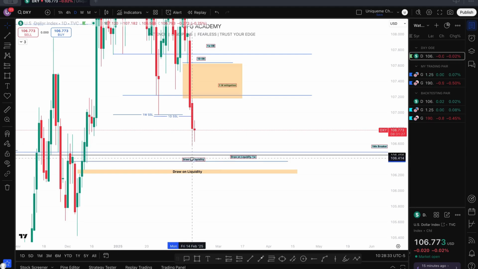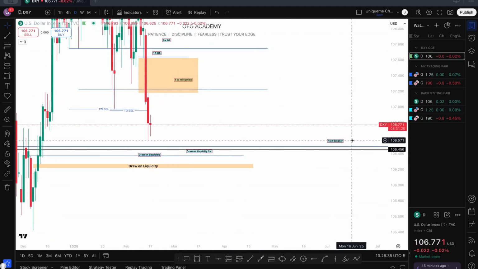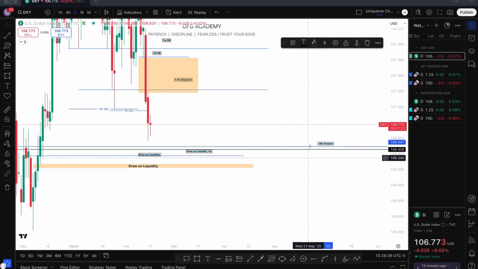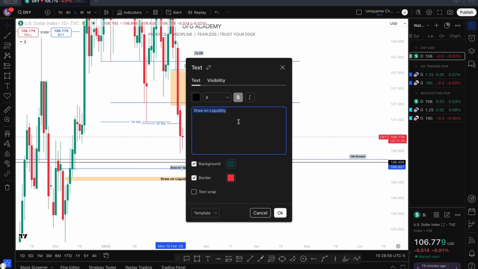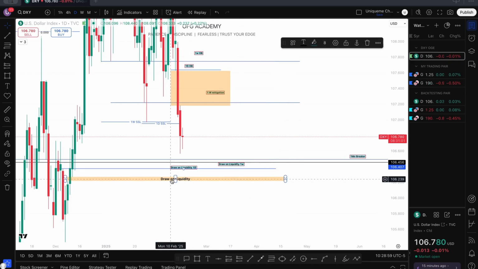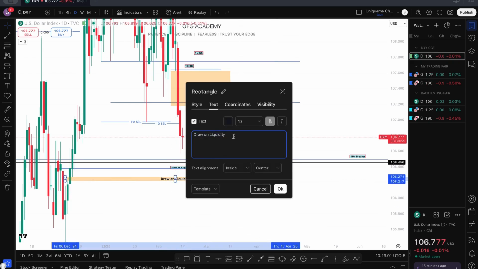So I have potential area here. The blue line here is a breaker block from 1 month. If you dare violate it and move up, we can't see. Also, there is no potential draw on liquidity around here. So the next draw on liquidity I have here, I'm expecting price to get to either this draw on liquidity on 1 week or 1 day here. Draw on liquidity on 1 day.